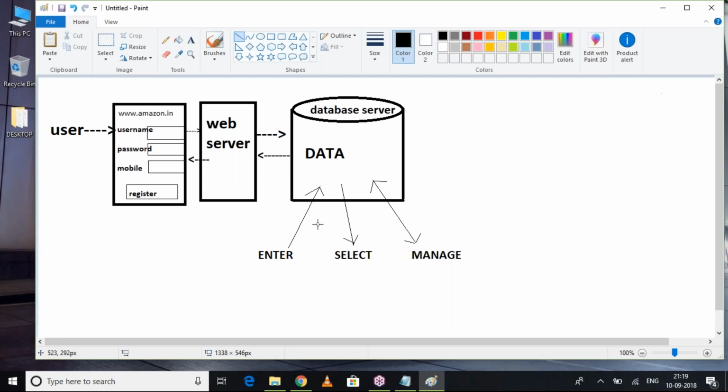The major purpose of a database server is, officially, we can say like this: store data into the database.